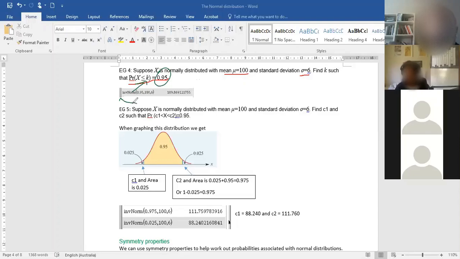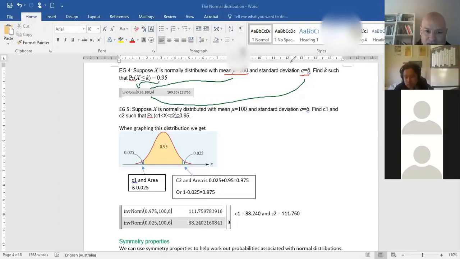Now, it says to do inverse normal. The 0.95 is that one there, and then it asks us for the mean, which is 100, and the standard deviation, which is 6. So again, I'm going to share my calculator with you, so that I can show you how to do it on the calculator, even though it's all there.